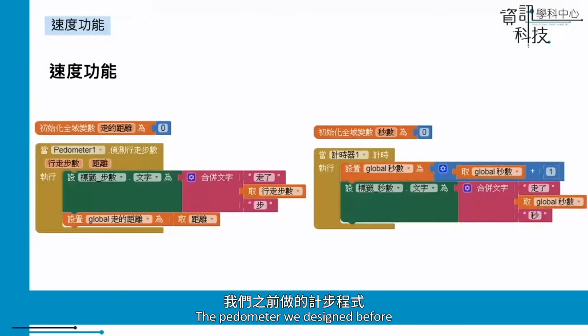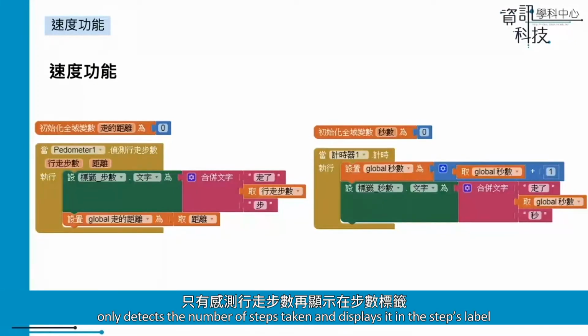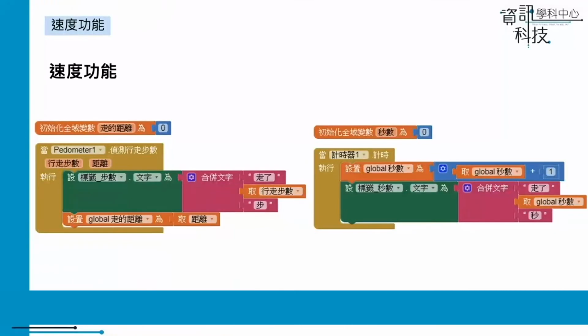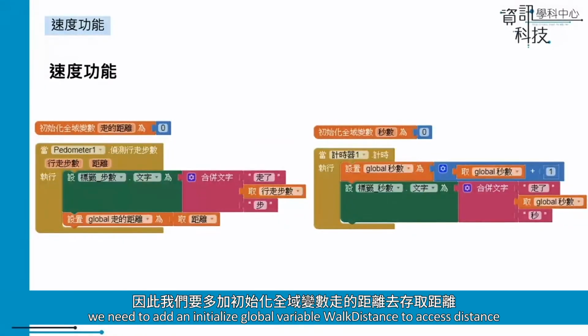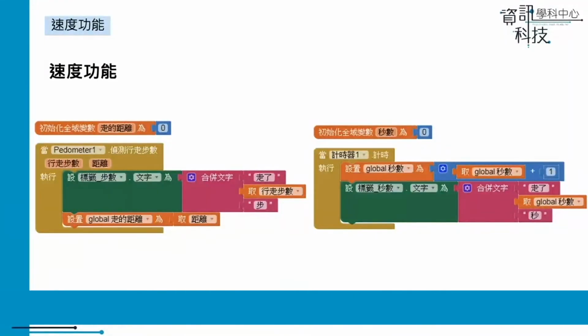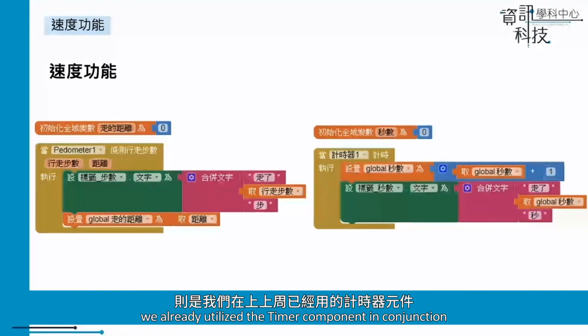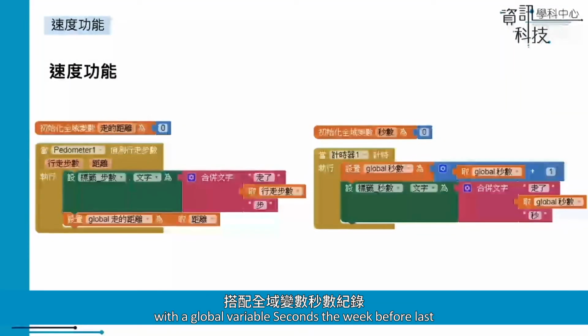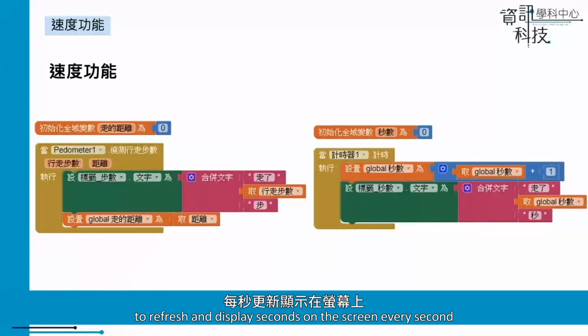The pedometer we designed before only detects the number of steps taken and displays it in the steps label. Since we now need the distance measurement, we need to add an initialized global variable walk distance to access distance. As for time, we already utilized the timer component in conjunction with a global variable seconds the week before last to refresh and display seconds on the screen every second.